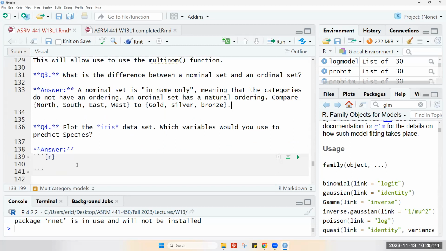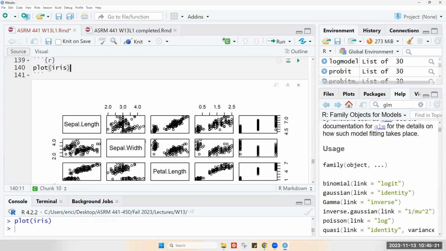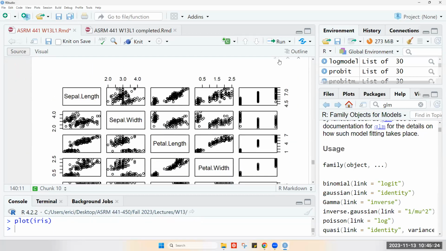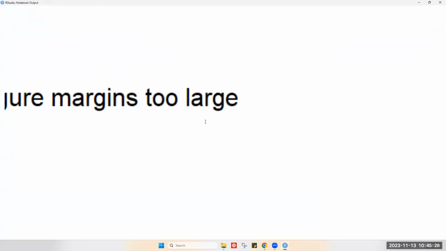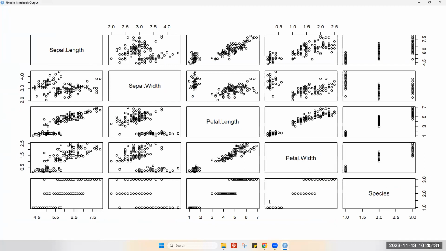All right, let's plot the iris data set. Which variable would you use to predict species? Well, let's plot iris and see what it looks like. So what I want you to look at is the last row or the last column. The last row here, last column, these are all related to the species variable. Okay? So looking at sepal length, I don't think sepal length is the best option here because there is a lot of overlap between the different species. To get the best model, we should use where there's the least amount of overlap, which I think is either petal length or petal width.